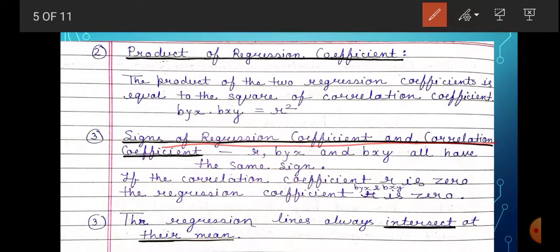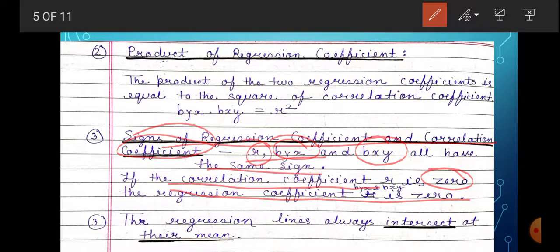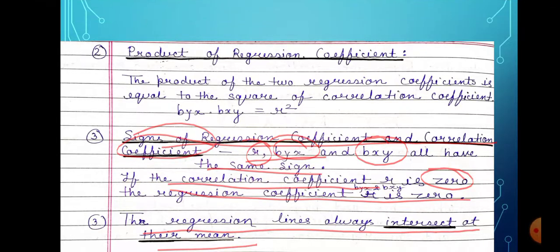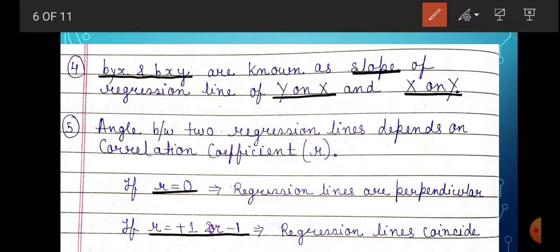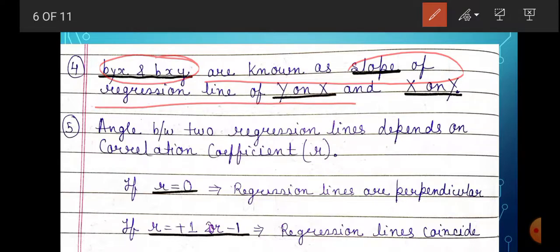Now, regarding signs, the correlation coefficient and the two regression coefficients all have the same sign. If the correlation coefficient is 0, then the regression coefficients will also become 0. The regression lines always intersect at their mean. These are some small properties. Next, byx and bxy are known as the slope of the regression line of y on x and x on y. This I have discussed earlier. The angle between two regression lines depends on the correlation coefficient.